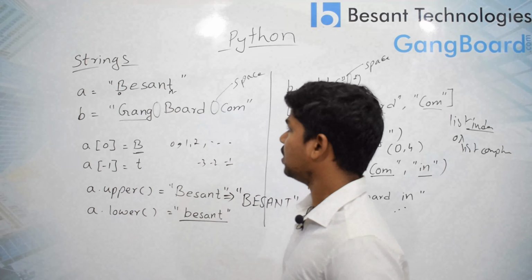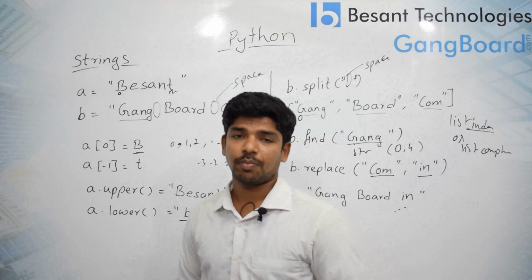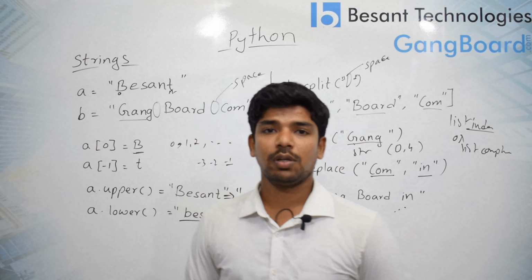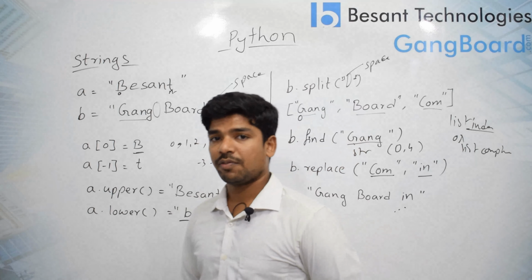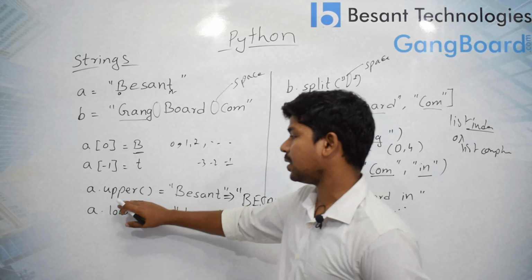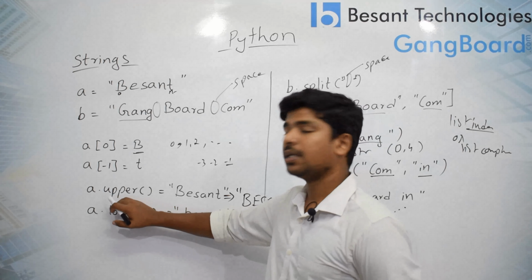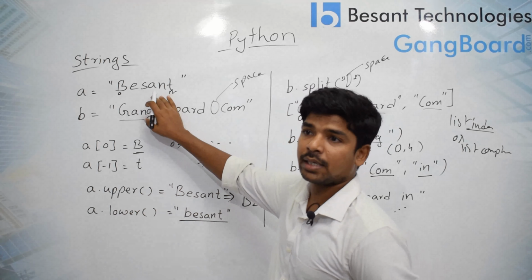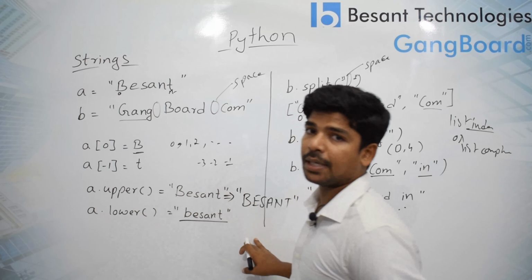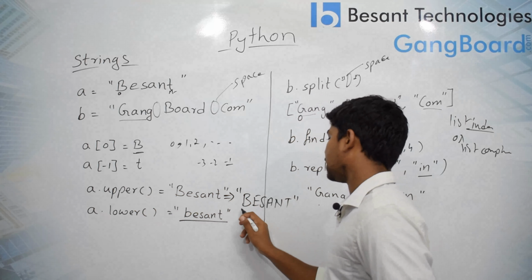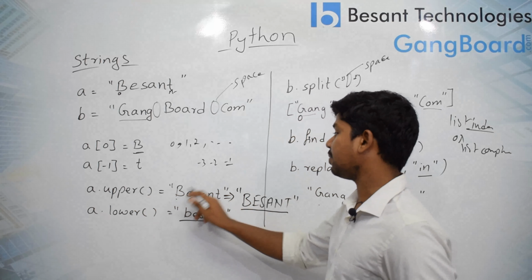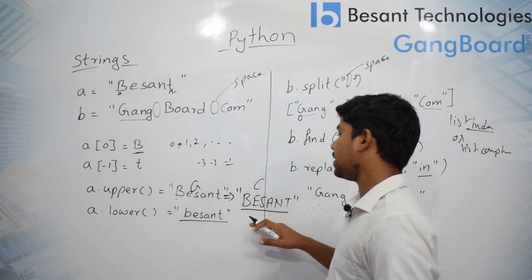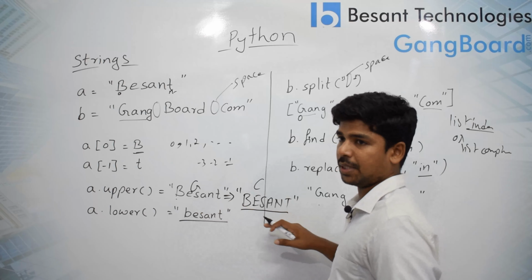Let us take other functionalities, other methods of a string. As a string is also an object, we have certain methods which are useful for converting a string into other forms. Here I have the first method, a.upper. Upper is a method which will convert all the characters in the string to capital letters. This is the given string and this is the converted string. Besant is the given string and it is converted to capital BESANT.